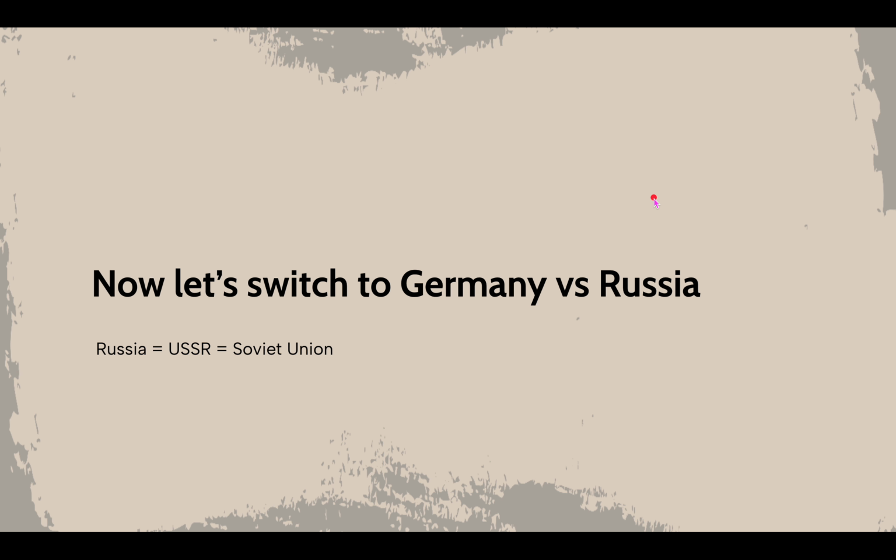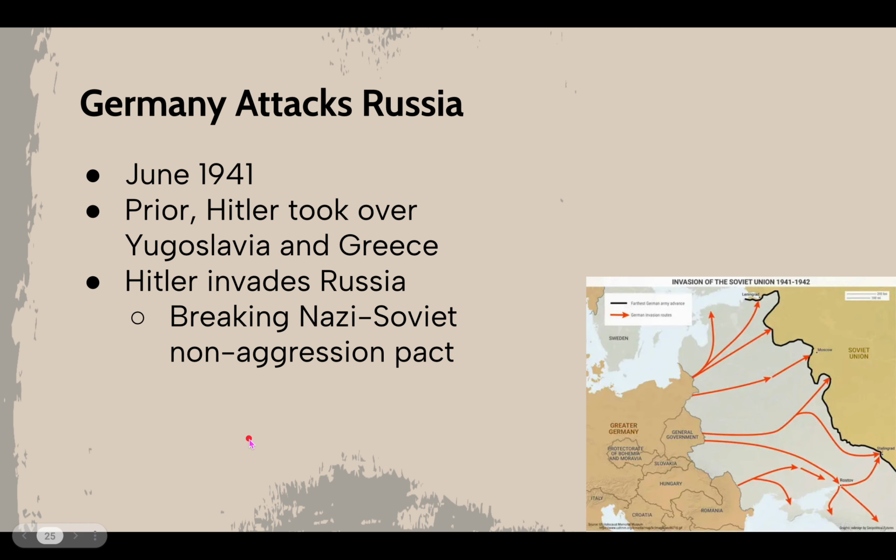Now, let's switch to Germany versus Russia. Again, if you hear me say Russia or the USSR or the Soviet Union, it means the same thing. So Germany attacks Russia in June of 1941. Prior to this, Hitler had taken over Yugoslavia and Greece. So now Hitler is invading Russia and breaks the Nazi-Soviet non-aggression pact that we talked about, what was that, like 5 or so lessons ago?